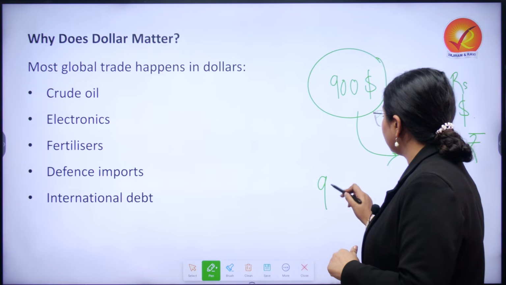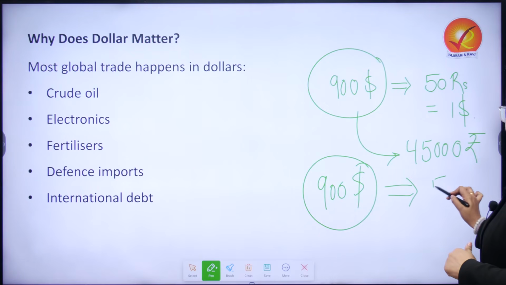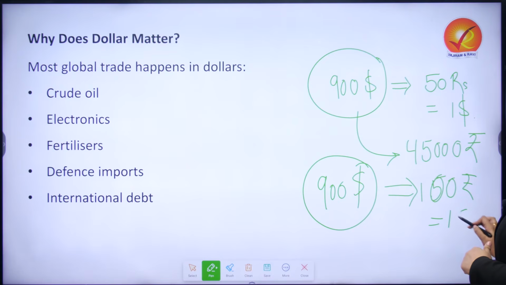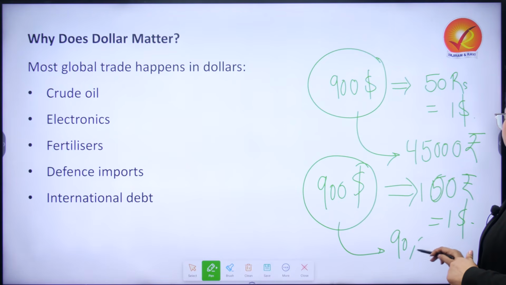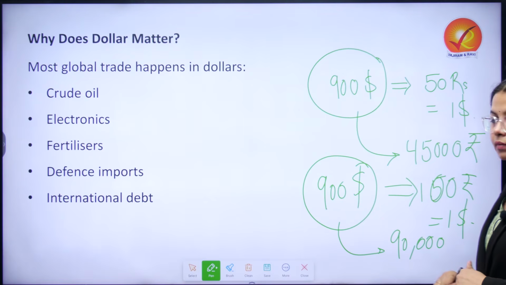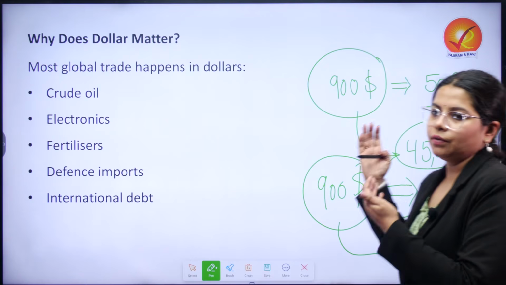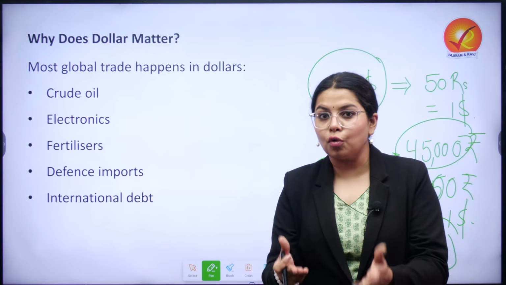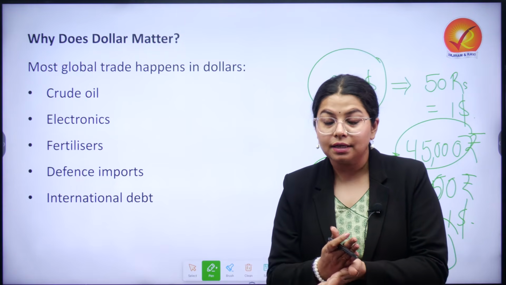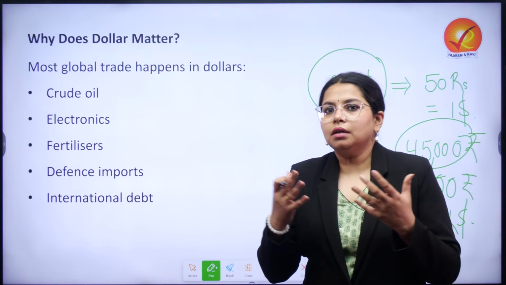But in a situation when we have to pay the same amount in dollars, but the value of the rupee has depreciated, look at the amount that we would have to pay. Isn't it almost double this amount? And this is the problem, that we have to pay more to buy the same things. And when we look at our economy, we see that we need a lot of dollars.